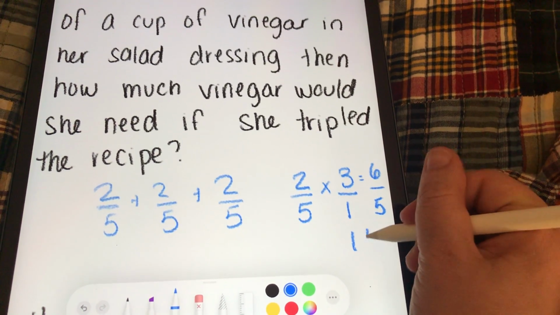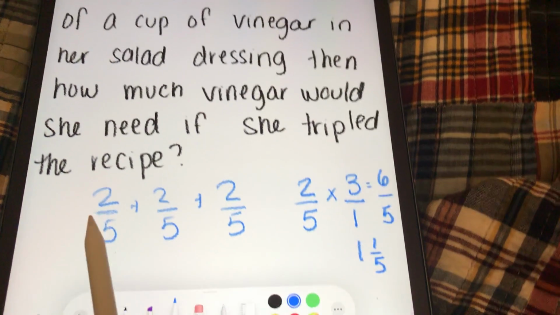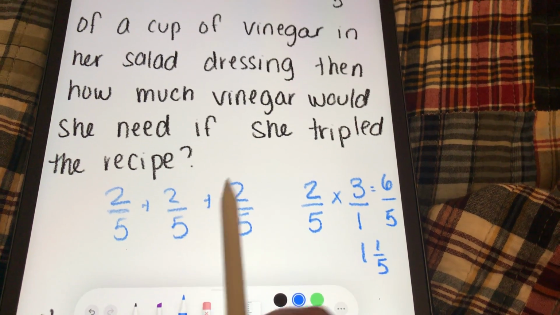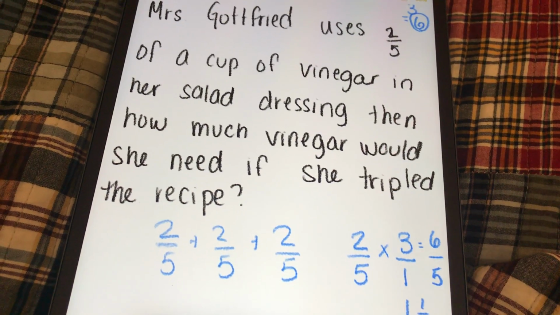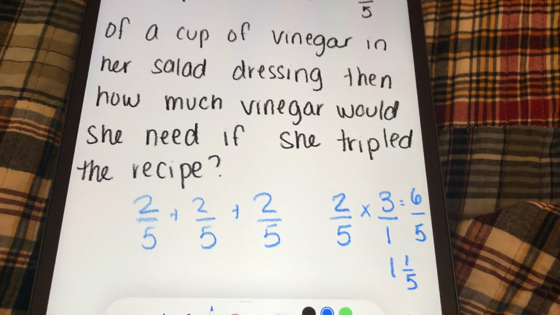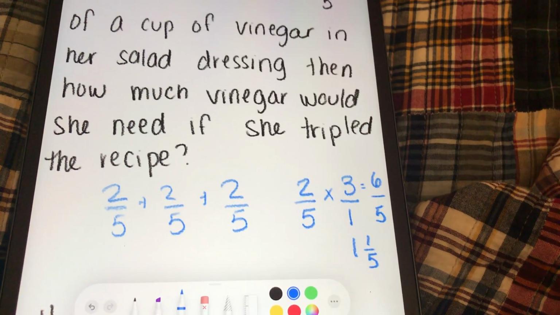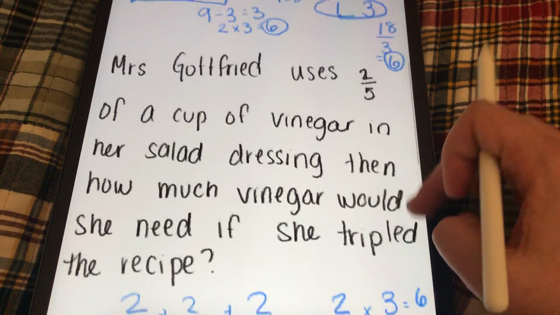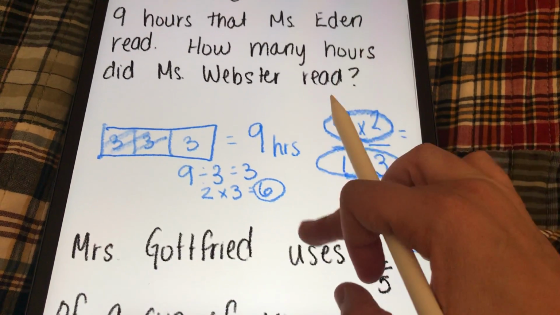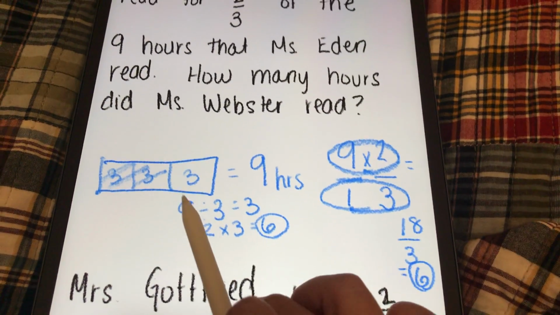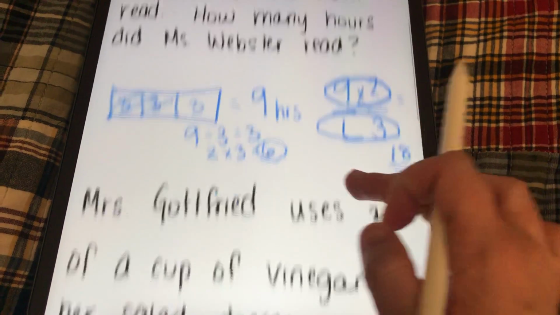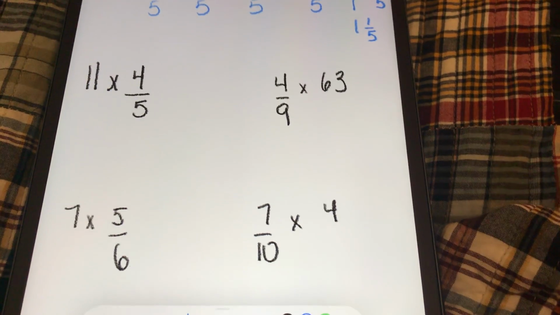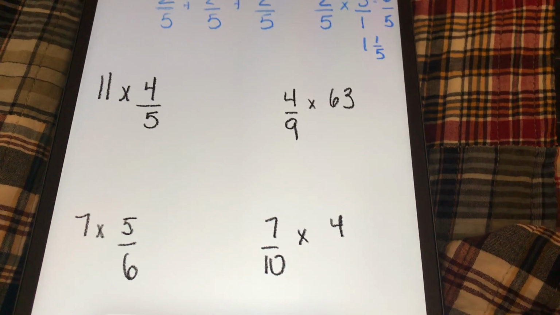6/5 is equivalent to 1 and 1/5. Now, see how much more efficient that is than doing 2/5 plus 2/5 plus 2/5? So that to me is a much more efficient strategy. But I also want you to understand that when we have problems where we're looking at a fraction of, sometimes this strategy comes in handy too. Okay, so next we just have some problems that we can work on.